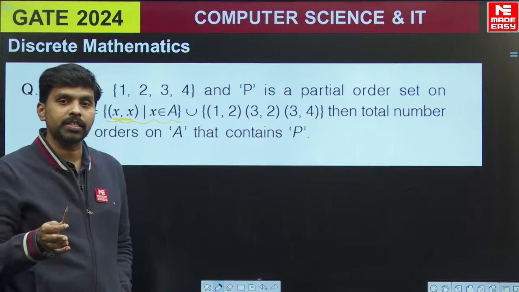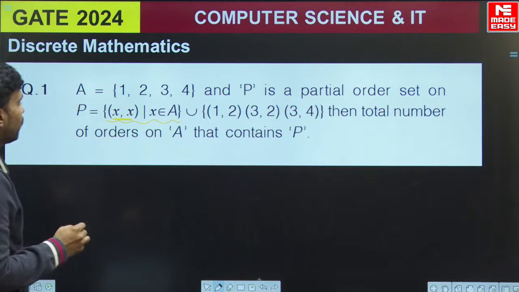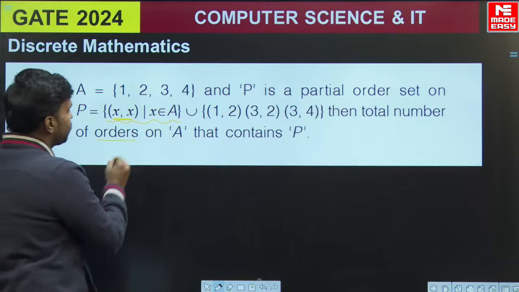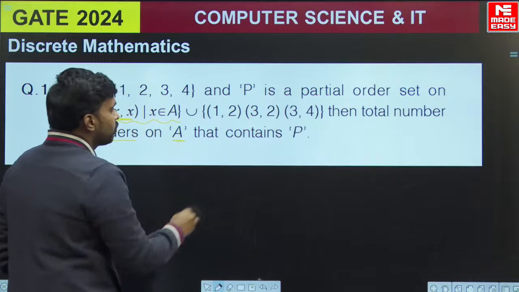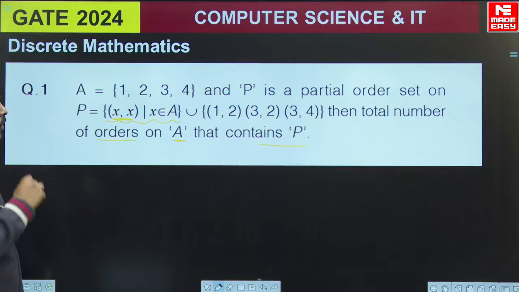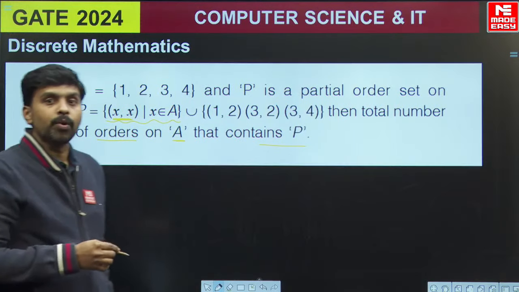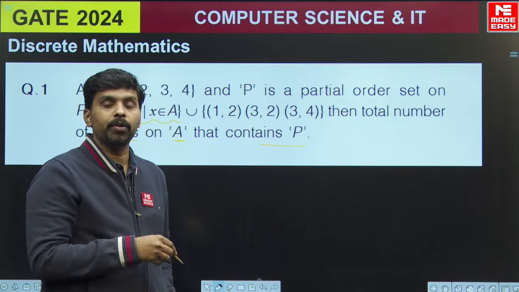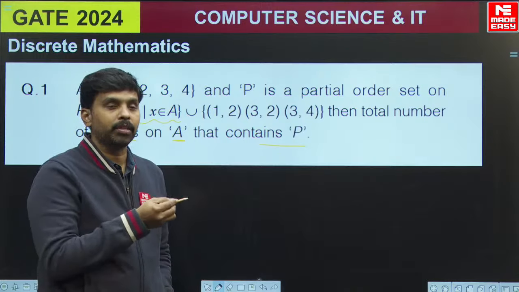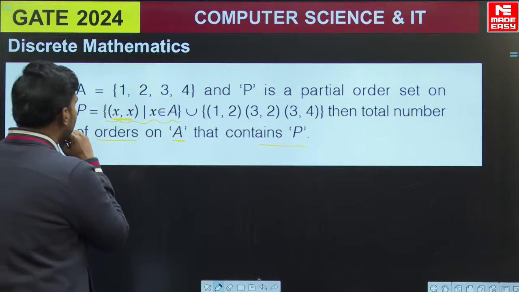Basically, in a partial order set, by default the elements have the reflexive property. Then we have to find the total number of orders on A that contain P. So we find the total number of orders we can have from this. Once we have the graph of this particular partial order, we can find the orders.